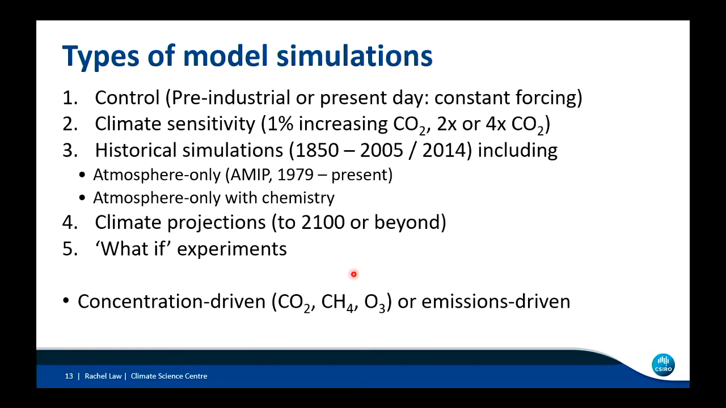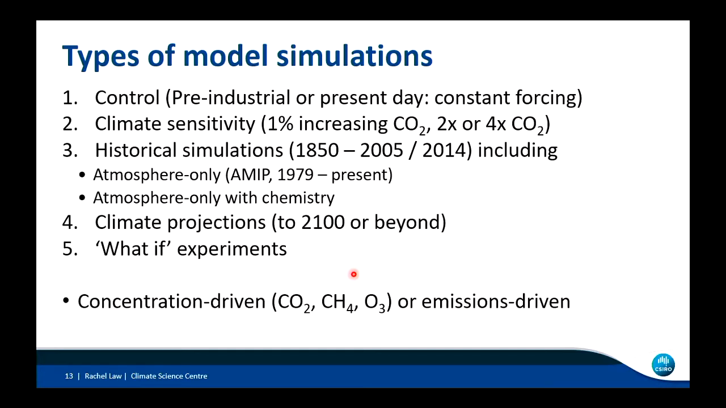So now I probably want to take you through some examples of different types of model simulations that we use ACCESS for. In these examples, they parallel quite a lot the sorts of model runs that are done for CMIP. And Judy's going to take you through CMIP in more detail tomorrow. So let's just step through these. The control runs might be run under pre-industrial or present-day forcing, and the forcing is kept constant through the run. Climate sensitivity experiments, so you're trying to understand how your model responds to an idealised change in forcing, so maybe 1% increasing CO2 or a doubling or quadrupling of CO2.